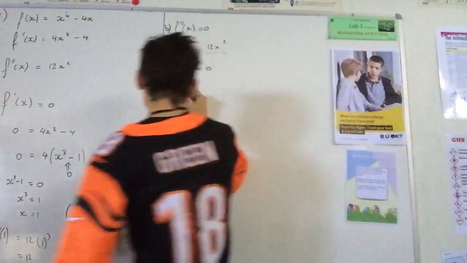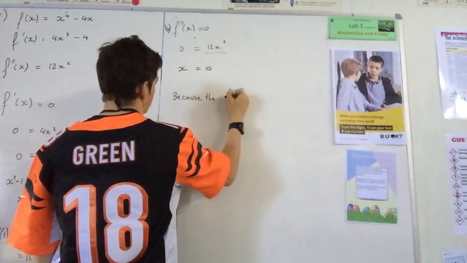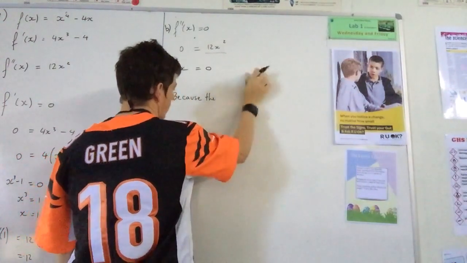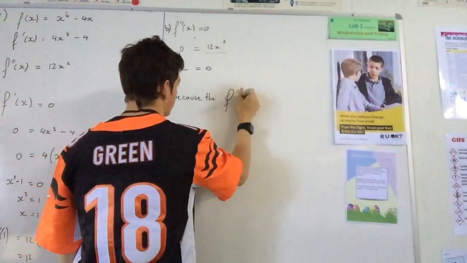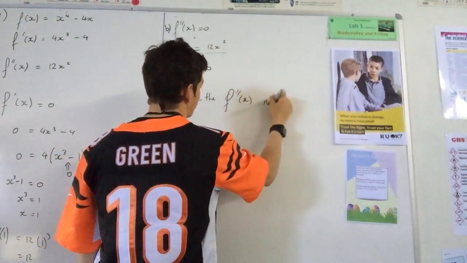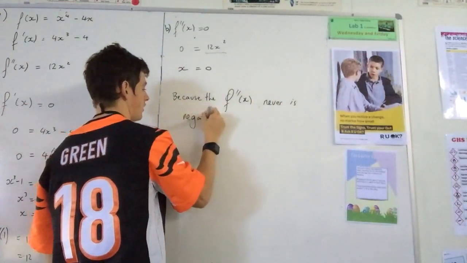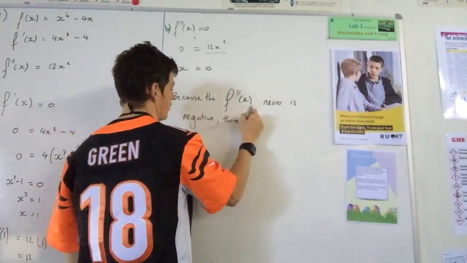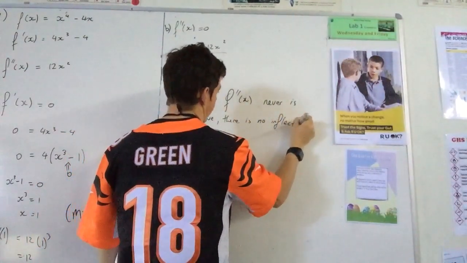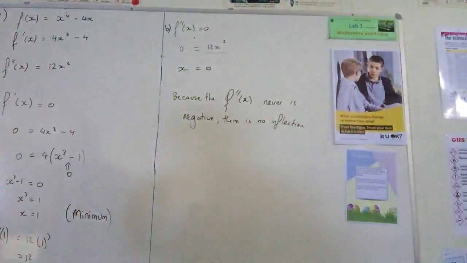Okay, so because f double dash x never is negative, there is no inflection. Clear with that? Now we move on to C.